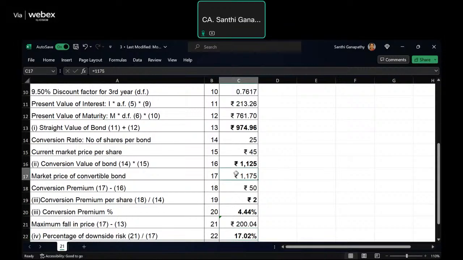Market price of the convertible bond is 1175. At the most, it can fall only to this without conversion option. So that difference, again, is the percentage of downside risk you want. So it has a percent.